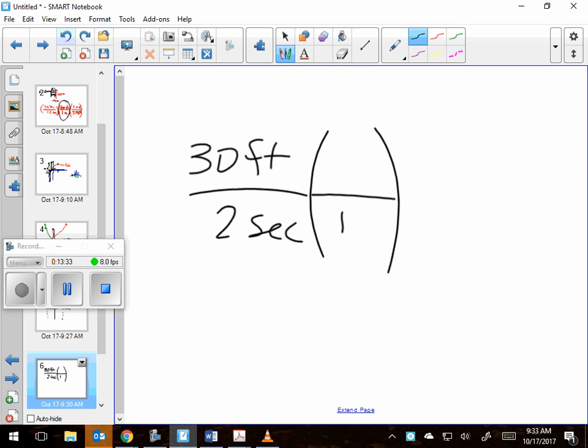Who can tell me one that would move me in the right direction towards miles per hour? What's a fact that you know that I could put here that would make something cancel? Yes, sir? You got it. And why am I putting it down here? There's a right and a wrong way to do this. Why am I putting it there? Because it cancels out the feet. See, the feet will cancel when it's like this.